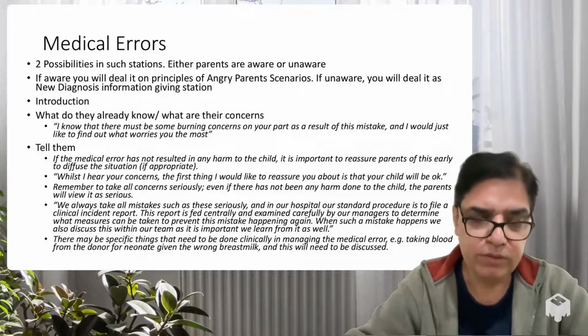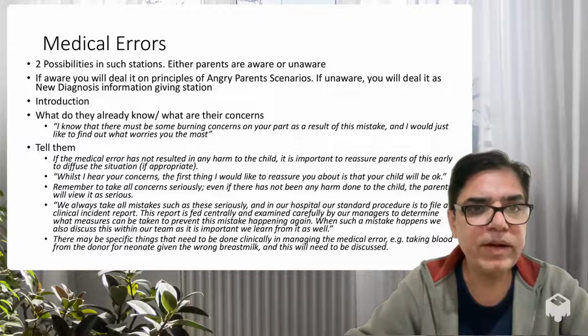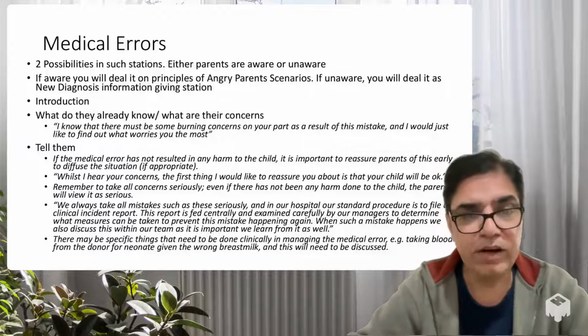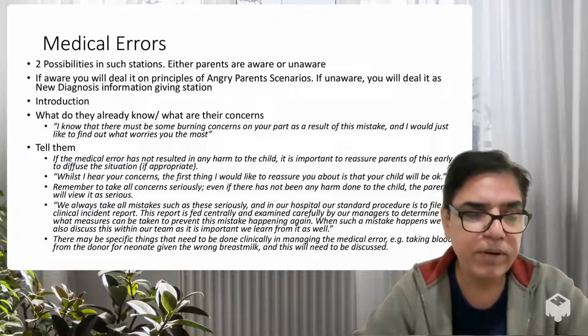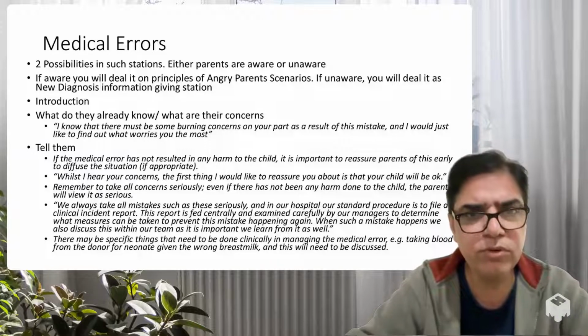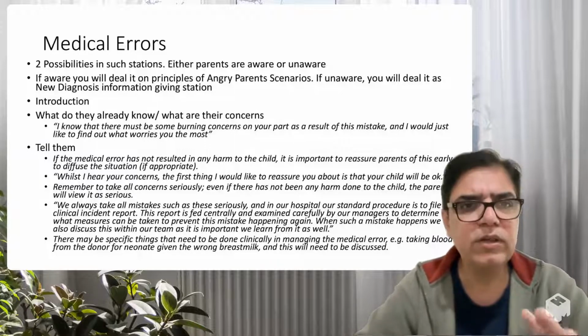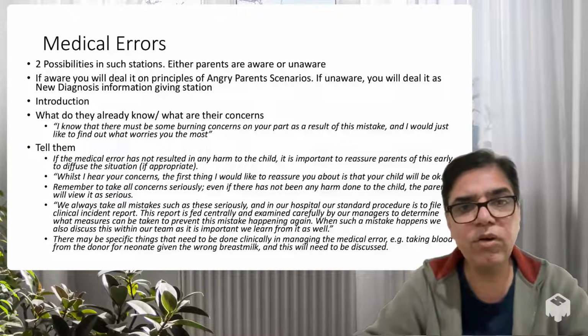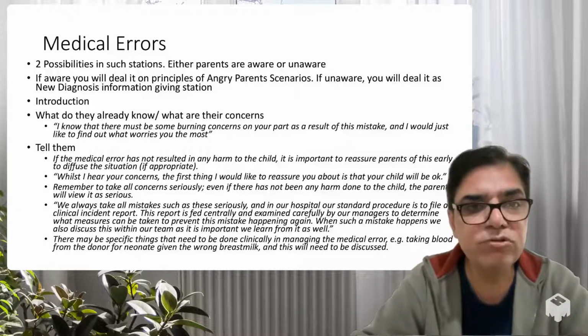Moving on to some of the stations, which can be about medical errors. Usually there are two possibilities in these things. Either the parents are aware of a medical error, like somebody who missed a medication or somebody who was given a larger dose or a smaller dose, or they are unaware. So if you read this scenario, either the parents are aware and they are angry, or they are unaware and you have to break this news to them.